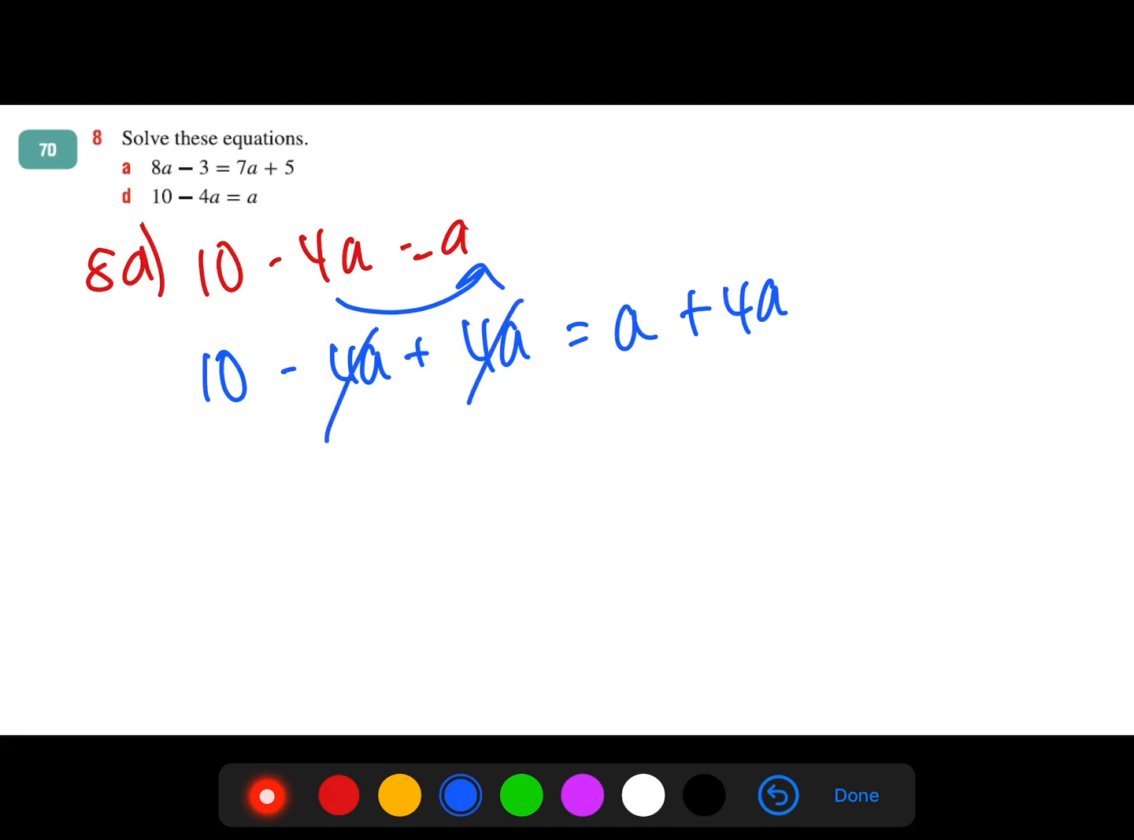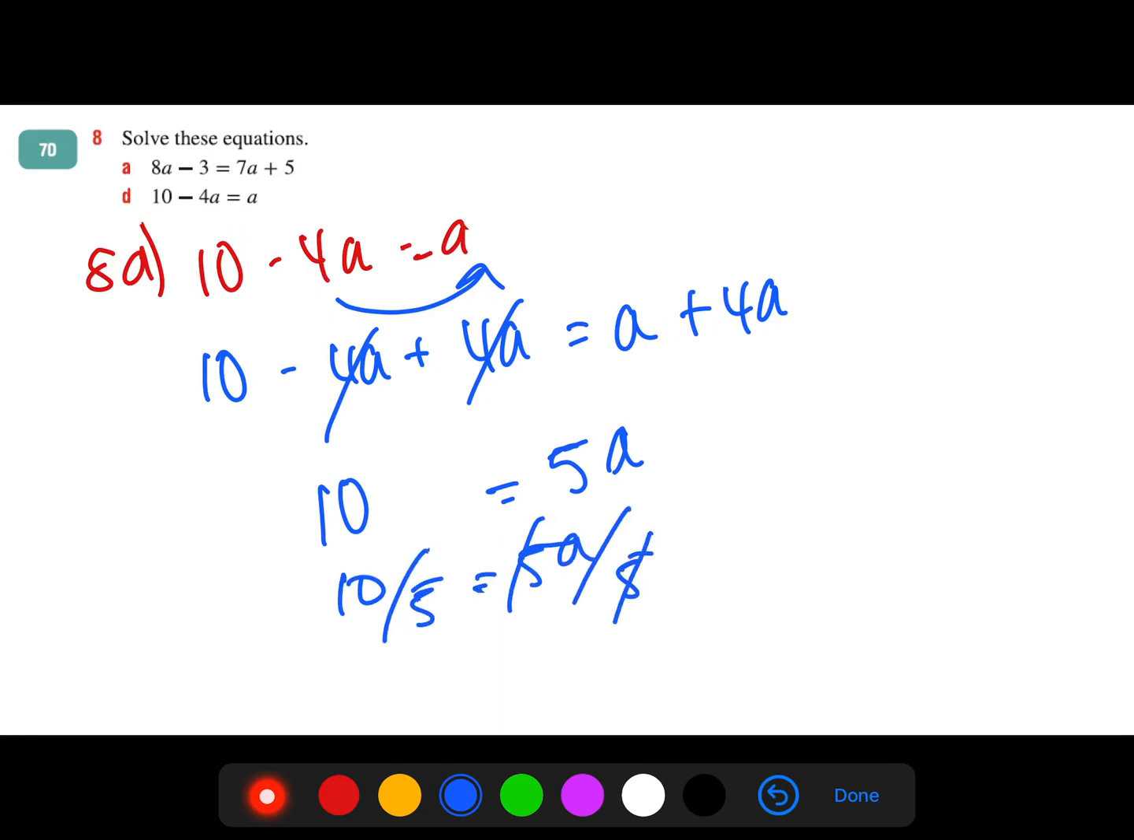So this one will cancel out. I'll be left with 10 is equal to A plus 4A, which is 5A. And I need to divide it. So it'll be 10 divided by 5, 5A divided by 5. This one will cancel out. That'll be left with 2 is equal to A. Like that.